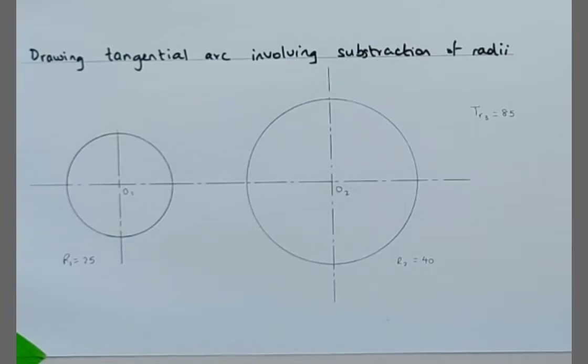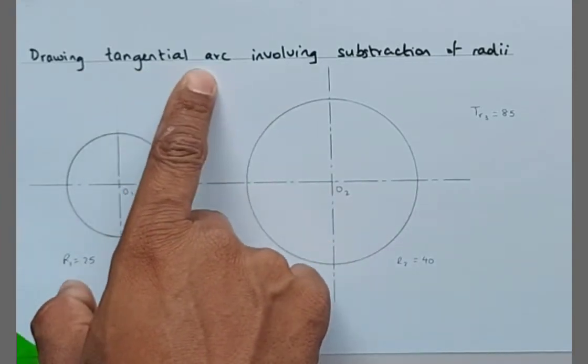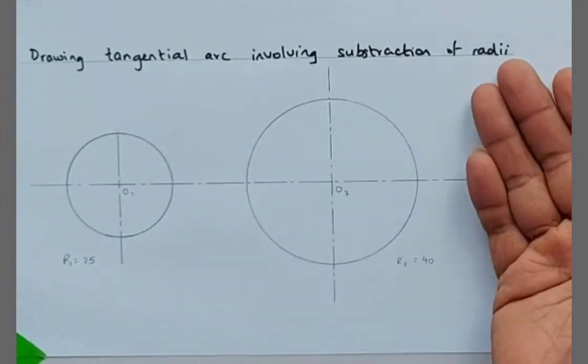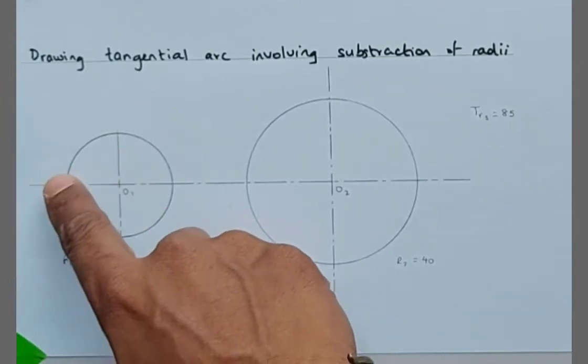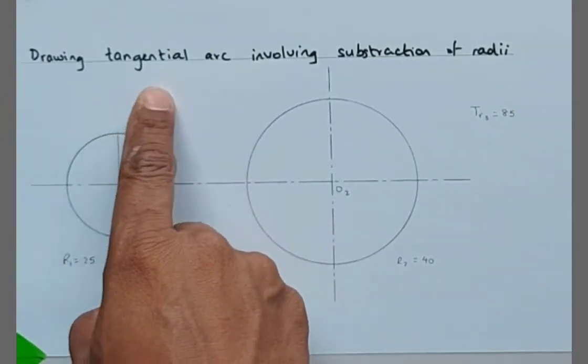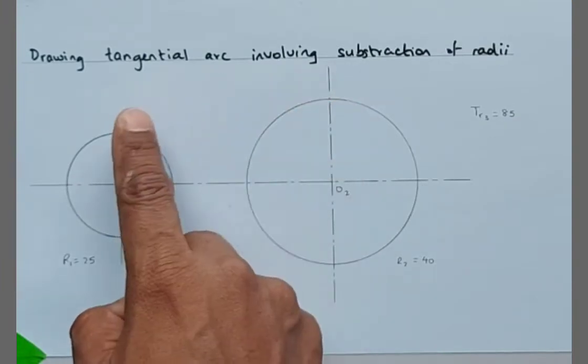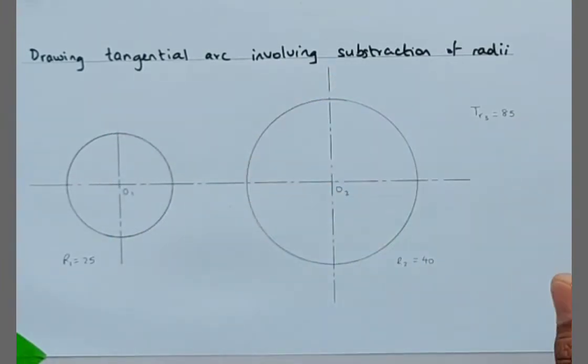Back to this session. In this one we are going to learn how to draw a tangential arc involving subtraction of radii. In the previous one we learned how to draw a tangential arc involving addition of radii. Now when we talk about the tangential arc which involves subtraction of radii, the arc will be like this. It will touch circle 1 and it will move like this until it touches circle 2.